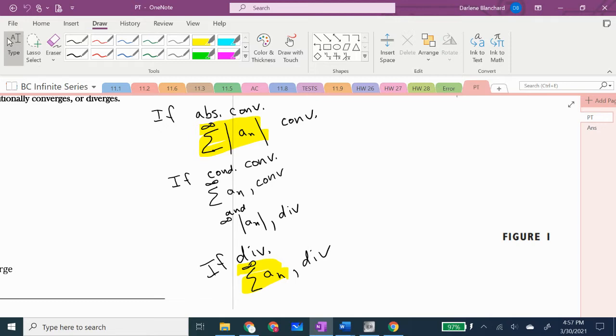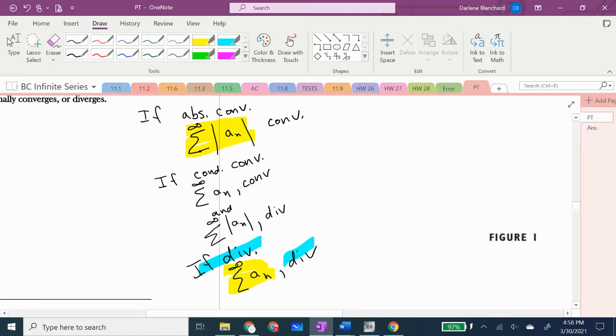However, if you don't take the absolute value and you get diverge, as you see at the bottom, then it's diverge. You don't need to do anything else. Only conditionally converge requires you to test two entirely different sigmas. So the infinite series with a sub n, if you find that to converge, but the absolute value of the terms within the series diverges, that's when you have conditional convergence.